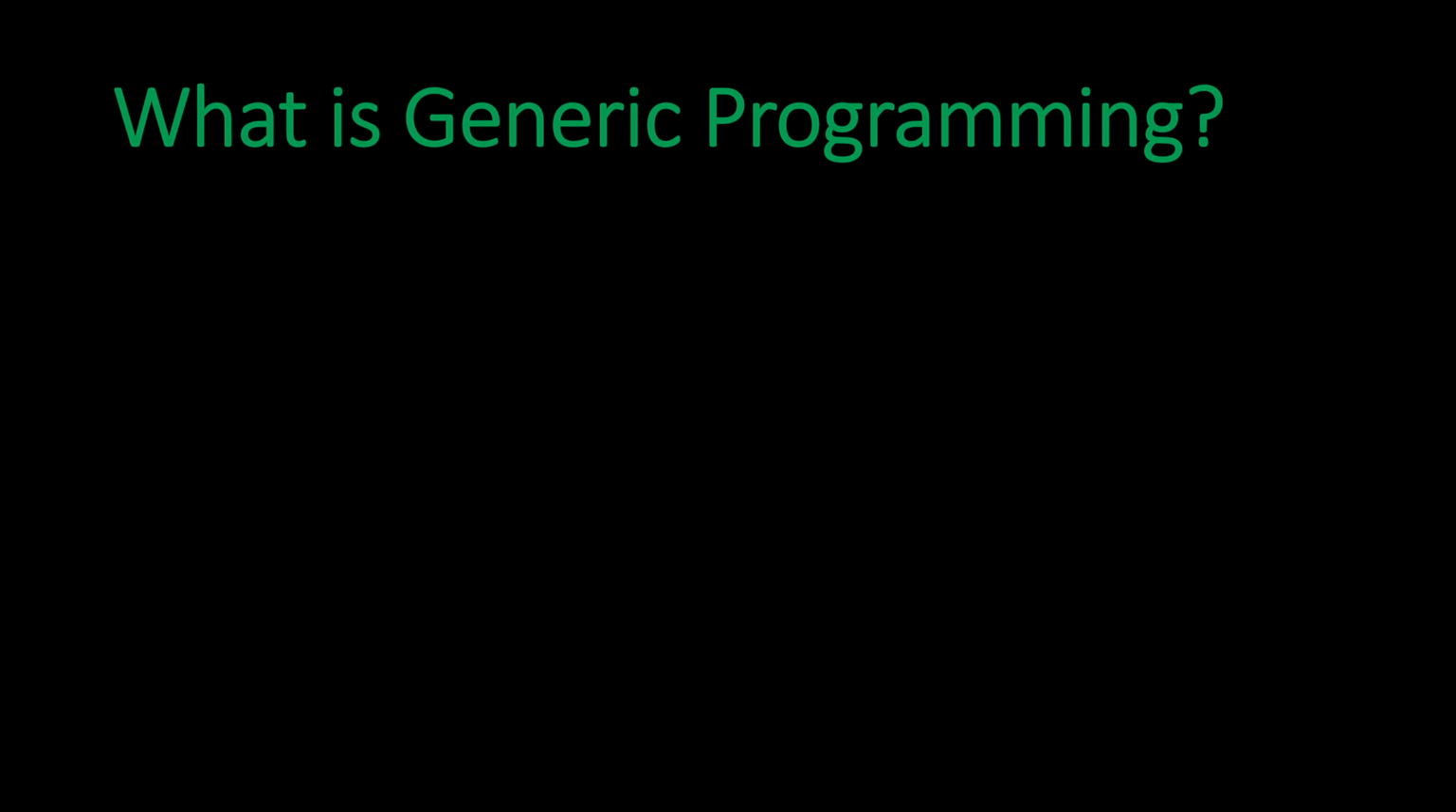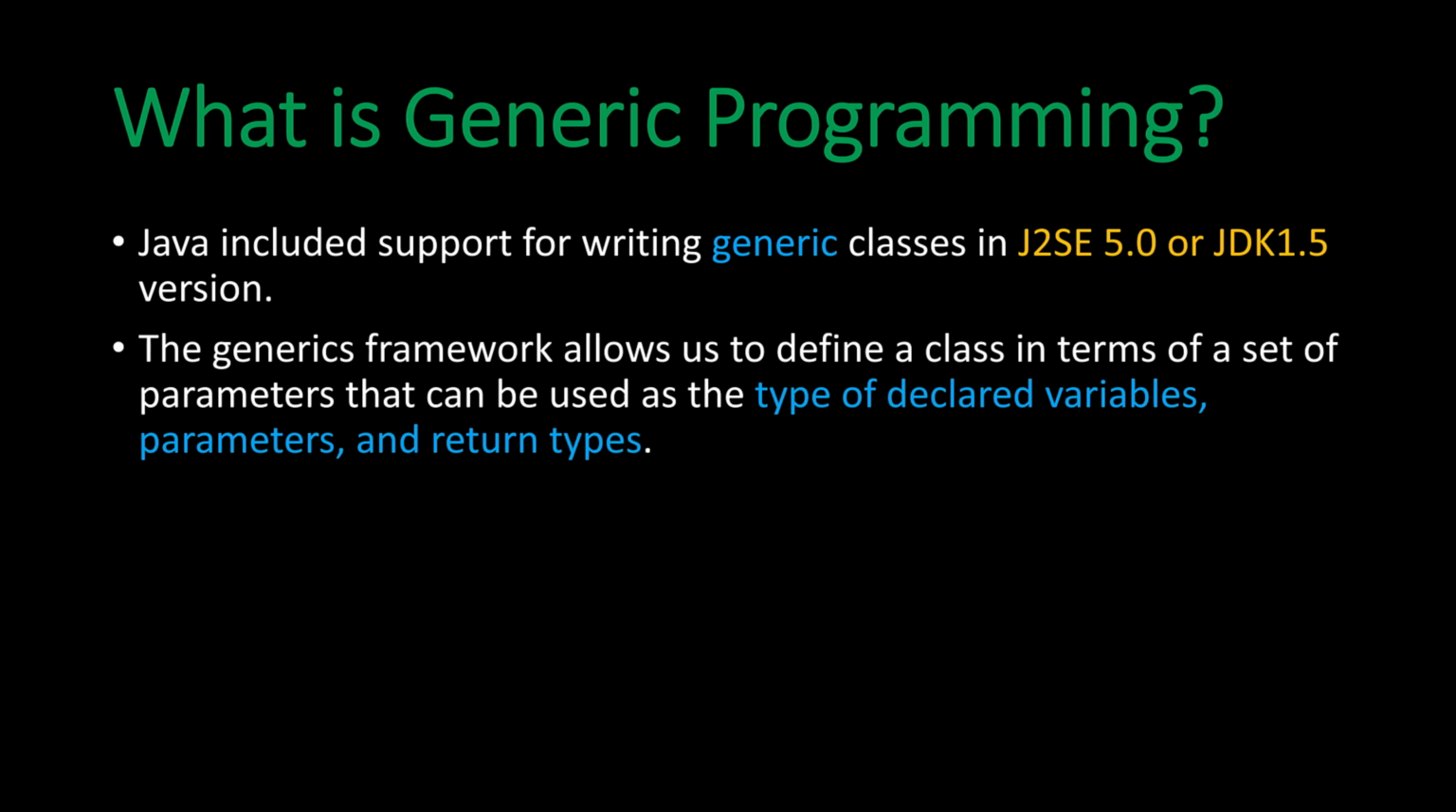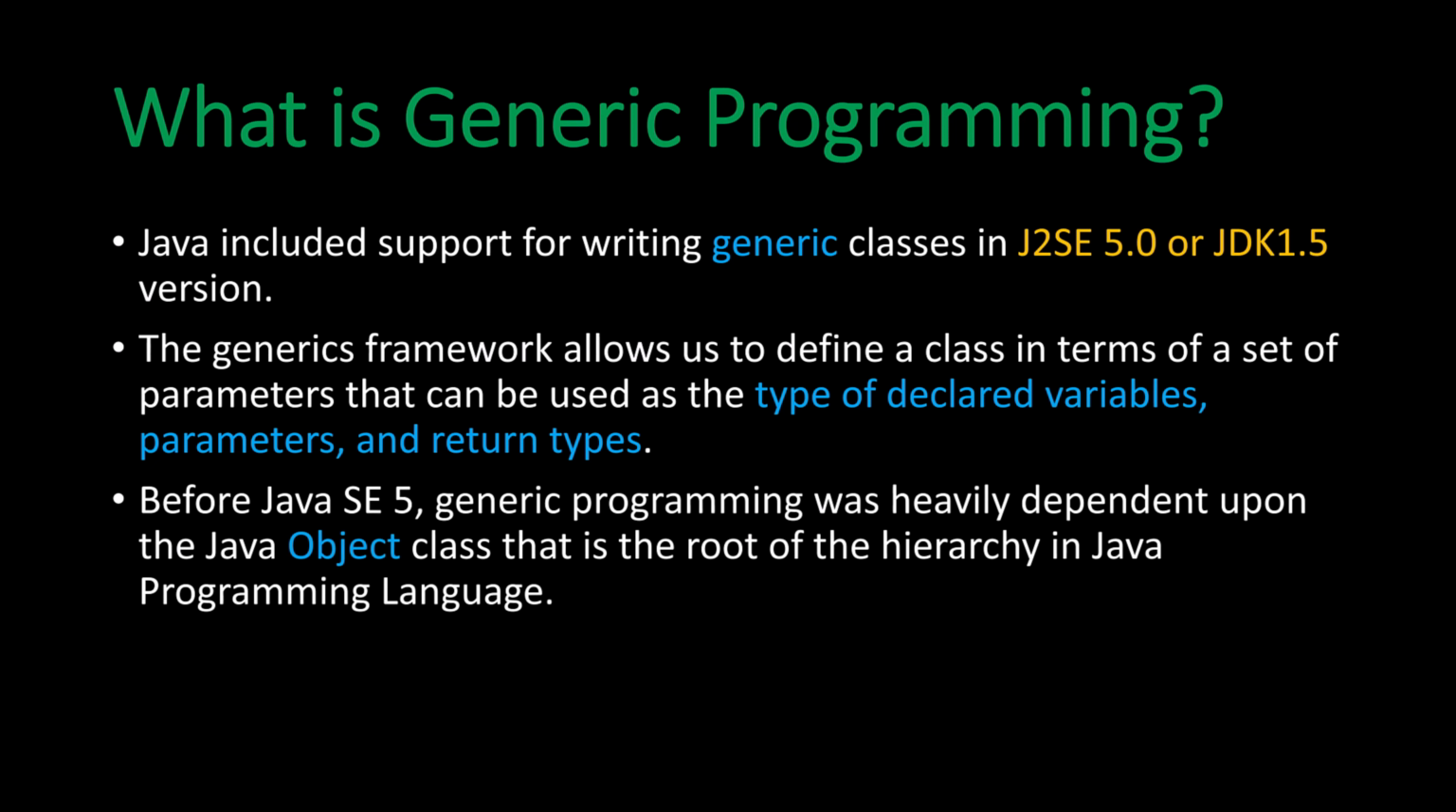What is generic programming? Java included support for writing generic classes from Java SE 5.0 or JDK 1.5 version. The generic framework allows us to define a class in terms of a set of parameters that can be used as a type of declared variables, parameters, and return types.